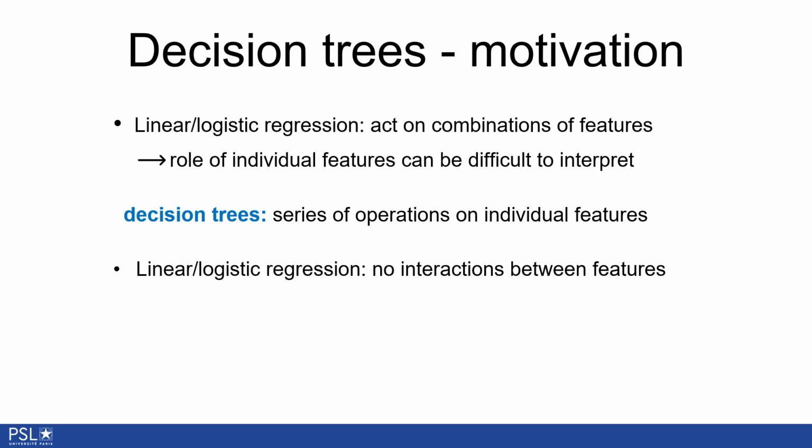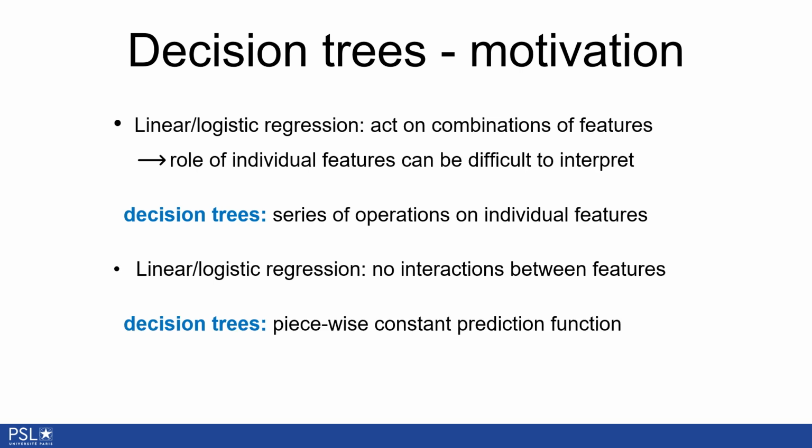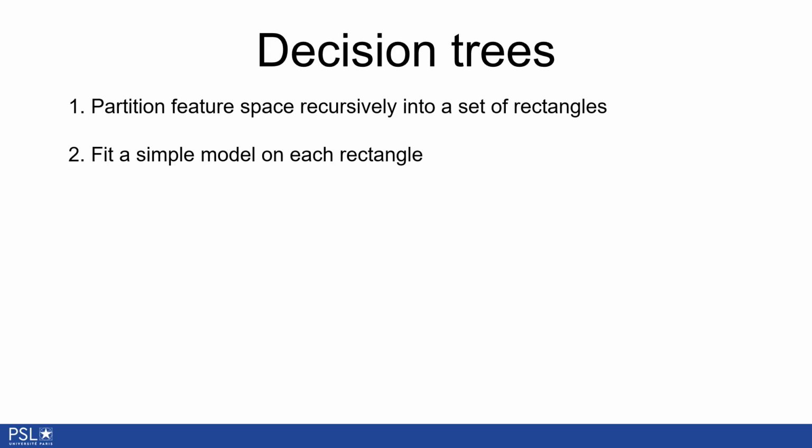A second limitation of linear and logistic regression models is that they usually do not include nonlinear interactions between features. Decision trees are one way of addressing this limitation in the sense that they effectively implement piecewise constant prediction functions on combinations of features. More specifically, decision trees are based on two steps. The first step is to partition the feature space recursively into a set of rectangles. The second step is then to fit a simple model on each rectangle, typically just a constant.